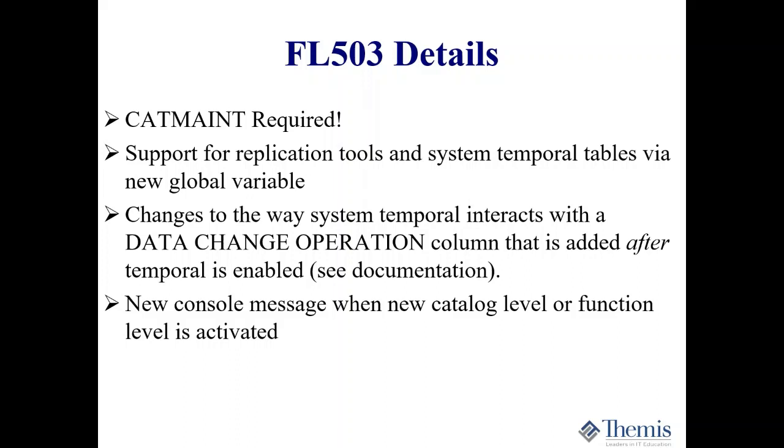We've also got some changes to the way system temporal interacts with the data change operation column. The data change operation column was actually new in version 12. So you couldn't even use that prior to V12R1 M500. It basically will tell you what's the last thing that happened to this row. Was it just inserted? Has it been updated? Or was it deleted? 3 values for that column, I, U, and D. It's automatically managed by DB2.